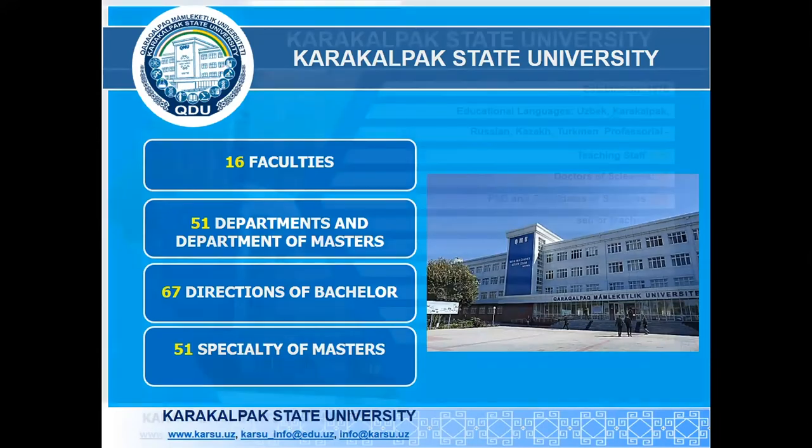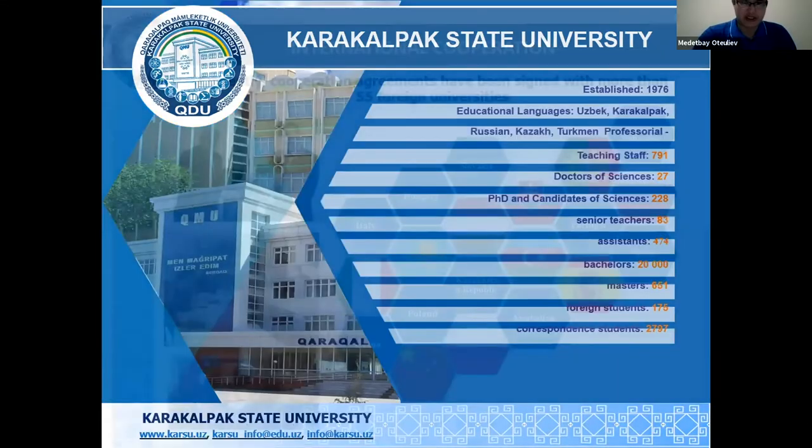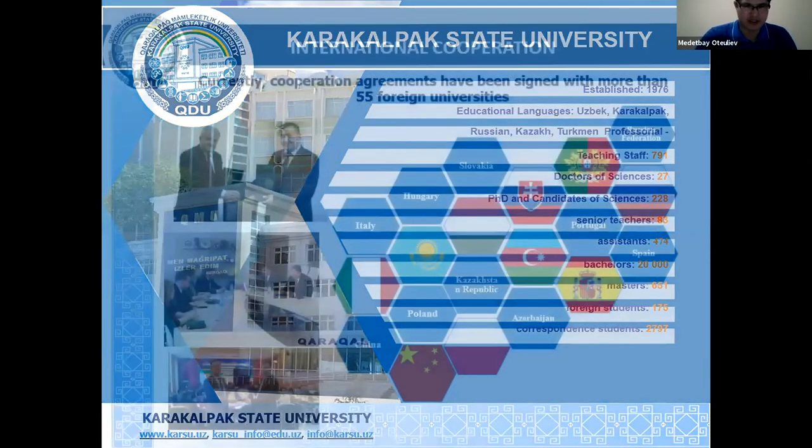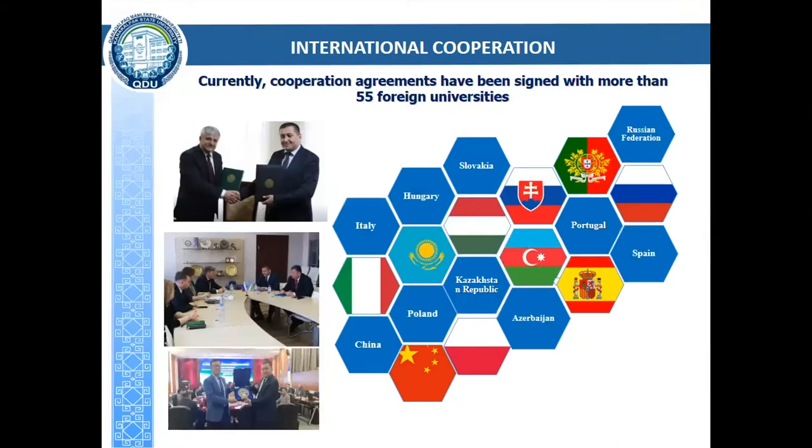So nowadays we have more than 55 agreements with foreign universities. For example, Russia, Portugal, Kazakhstan, Hungary, Italy, and so on. And we have also a joint educational program, which is a double degree program with the Russian Federation and Belarus. Bachelor degree and a master degree as well.